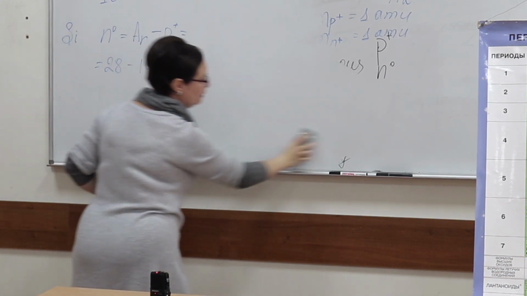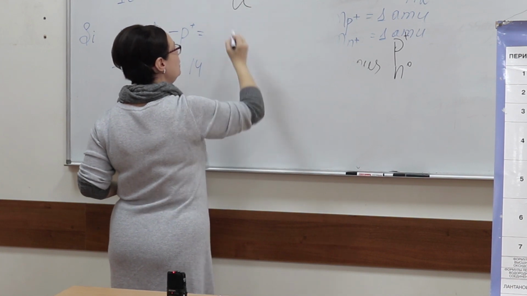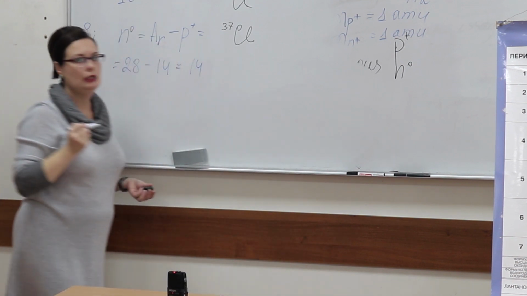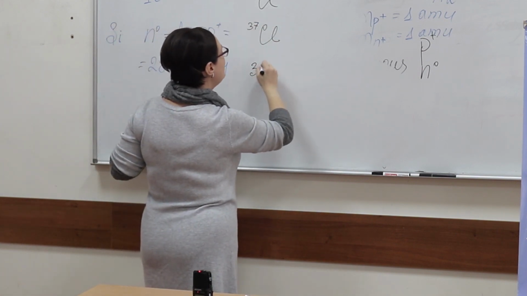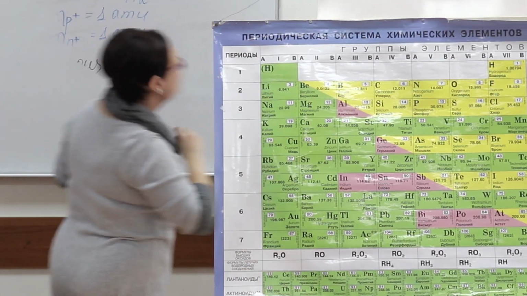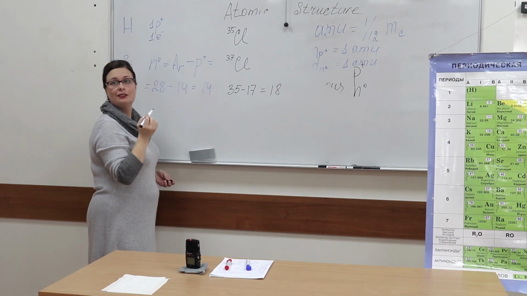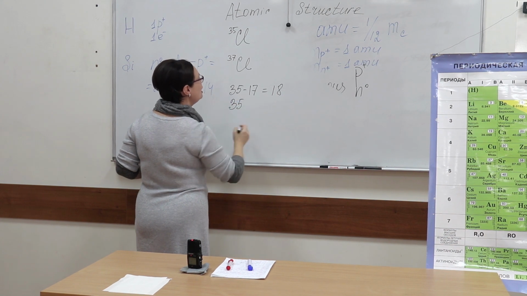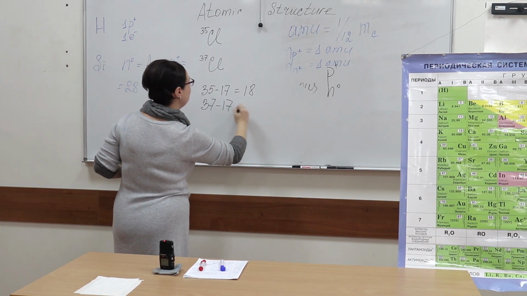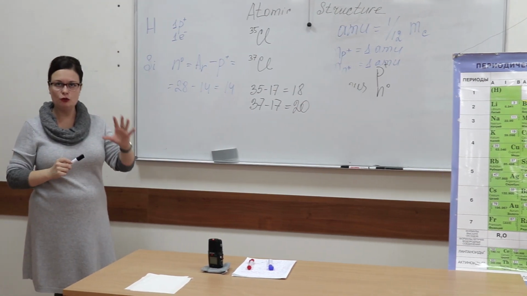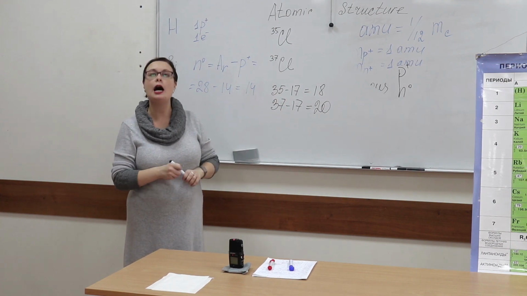For example, chlorine, Cl, exists as chlorine-35 and chlorine-37 because some atoms of chlorine have 35 minus the atomic number of chlorine, which is 17: 35 minus 17 equals 18, correct? And another type: 37 minus 17 equals 20. These atoms of the same element which have different numbers of neutrons in their nucleus are called isotopes.